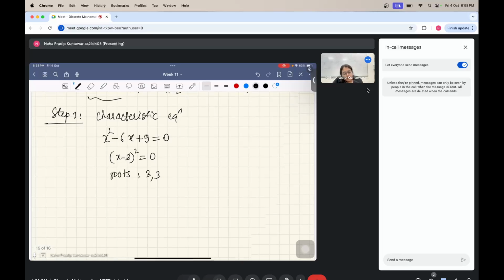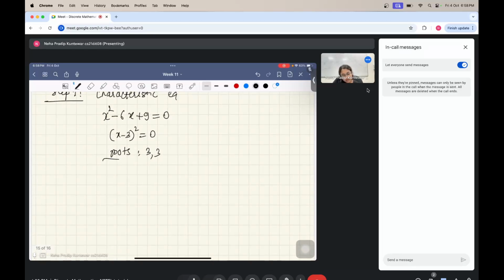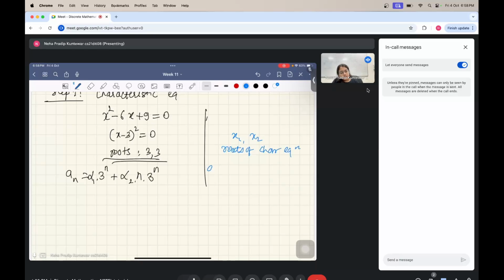And now we know that if these are the roots, then the nth term of the recurrence relation would look like alpha 1 times 3 to the n plus alpha 2 times n times 3 to the n. So this is the solution that we know. So in general, if x1, x2 are the roots of the characteristic equation, then the nth term would look like alpha 1 times x1 to the n plus alpha 2 times x2 to the n.